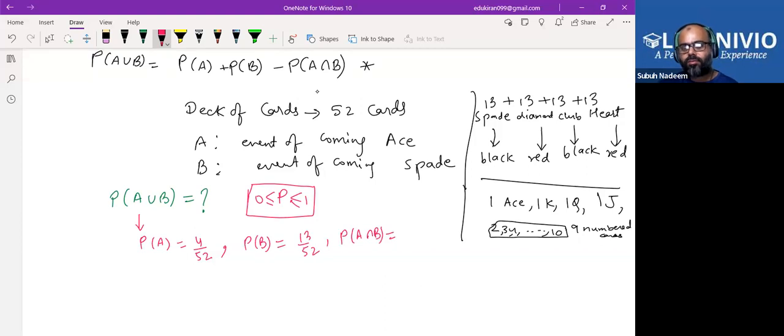Here should we take 12 by 52? Why 12 by 52? What do we mean by intersection? So the one which is common. Okay, so how many cards are common, which are a spade also and ace also? Only one. So it will be 1 by 52.